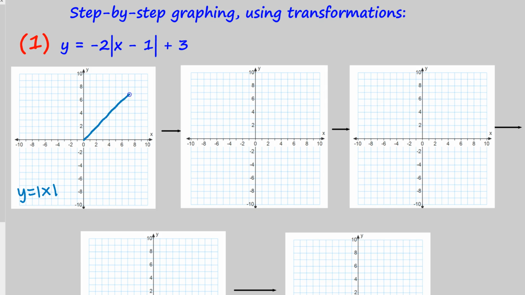So we know we have the one line that is y equals x, and then the other that is y equals the opposite of x, coming together in a V shape. And the point there at 0, 0, we can call that the vertex.